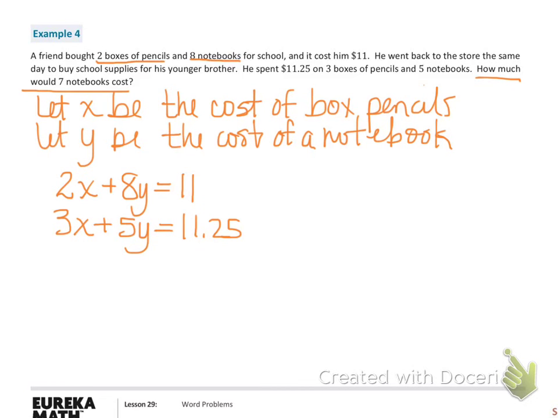Okay, so now I need to look at this system and decide what strategy I want to use to solve it. Unfortunately, the coefficients are all different. I've got 2 and 8 and 3 and 5. They're all different, but I can eliminate one of these variables and solve for the other one.